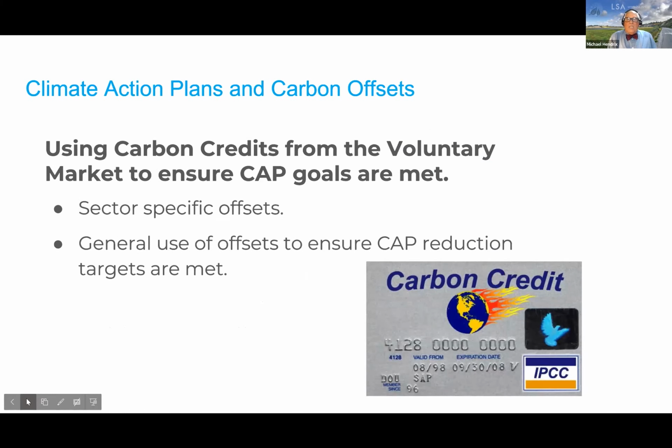So I just talked about two examples of what we call offsite reduction measures. Climate action plans also use carbon credits within the voluntary markets to ensure that the CAP achieves its goals. Some of those are sector specific offsets meant to offset a particular sector that they cannot reduce on their own. And the other is the general use of offsets to ensure that the CAP reduction targets are met. Next slide, please.